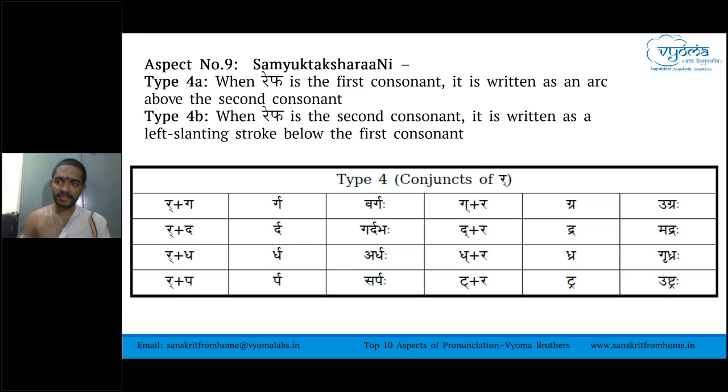If the repha is the second letter, if ra is in full, then like ugraha, ga is half, ra is full. So in ugraha, ga is written fully and then one line below. Only for repha is this different. If it is the first letter, then there's an arka on top. If it is the second letter, there's a stroke below. So ushtraha, gridraha, and so on.